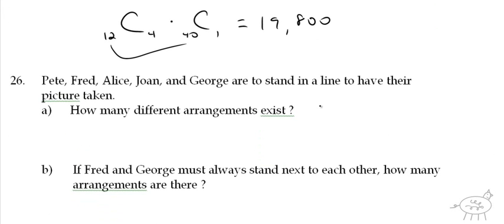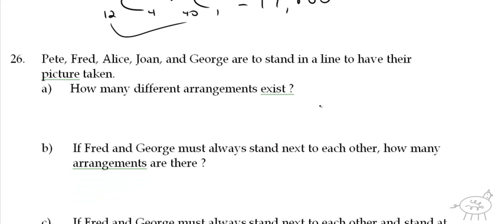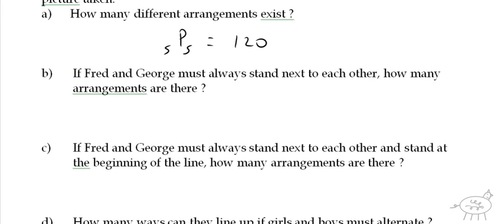Pete, Fred, Alice, Joan, and George are to stand in line to have their picture taken. How many different arrangements exist? Cool. You better know this one. This is definitely a permutation, and you're picking all 5. So it's 120.